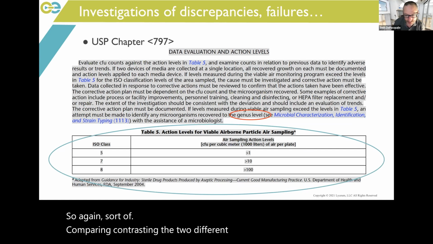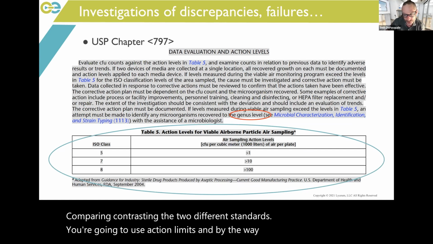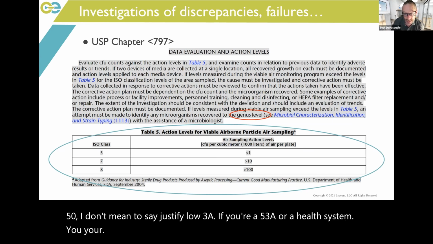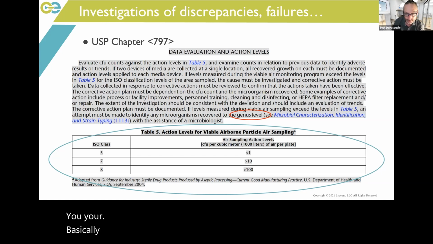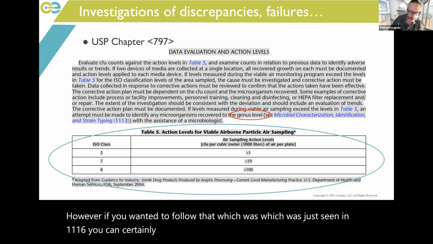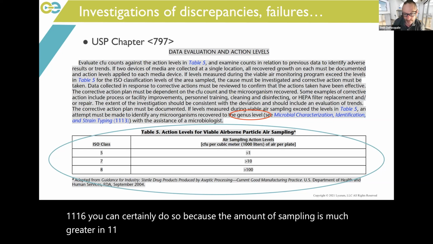You're going to use action limits. And by the way, if you're a 503A or a health system, you basically have to follow what it says in 797. However, if you wanted to follow that which was just seen in 1116, you can certainly do so because the amount of sampling is much greater in 1116 than it is in 797.